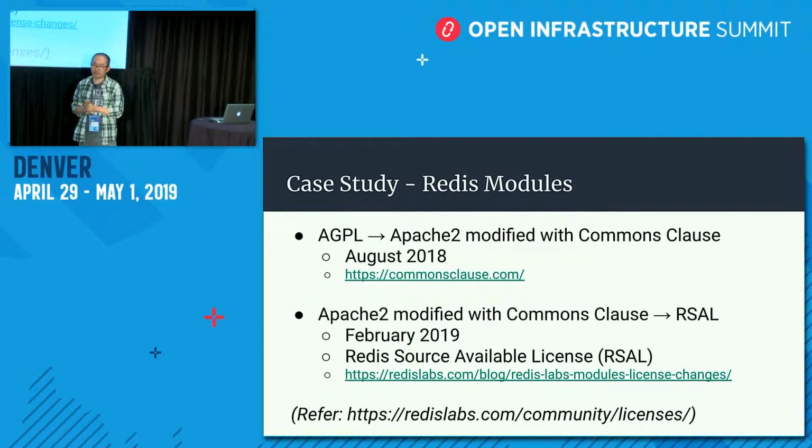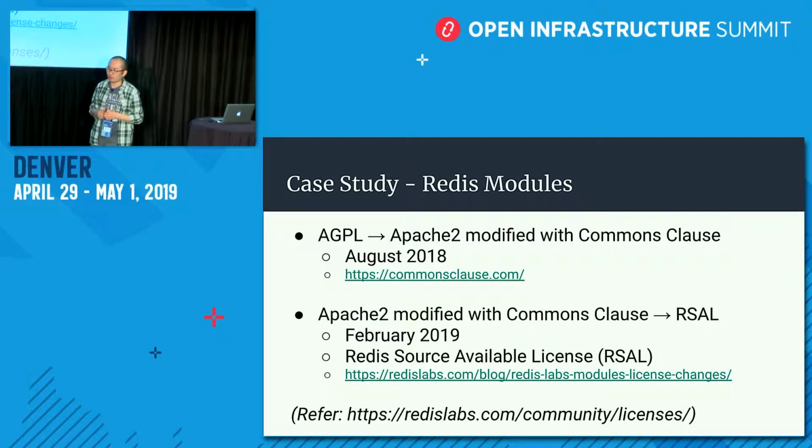Last year, there was a very famous event, a very important thing that influenced the open source community and the license decision. In August 2018, Redis Labs decided to change the license of their Redis modules, not Redis core, from AGPL to Apache 2 modified with the Commons Clause. This event had a lot of influence in the industry and a lot of discussion on social media. It also introduced much confusion about Redis's future.